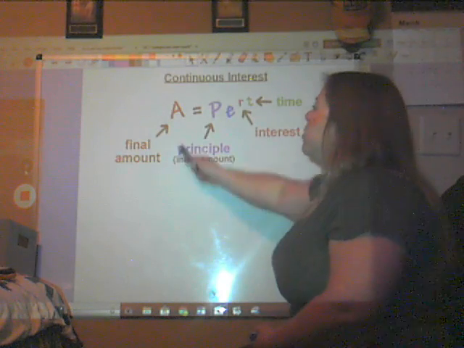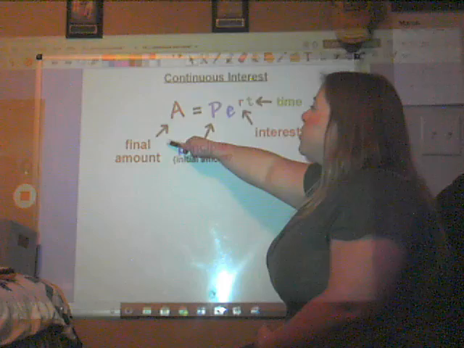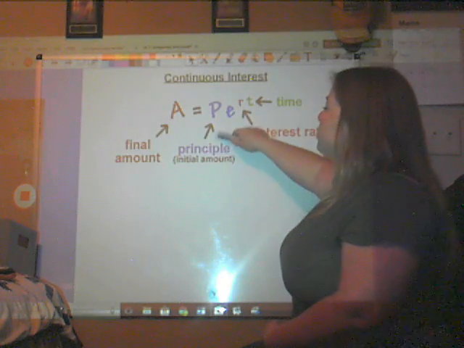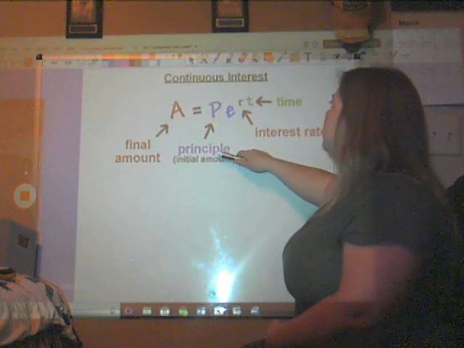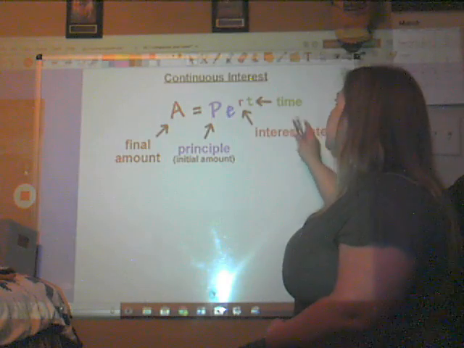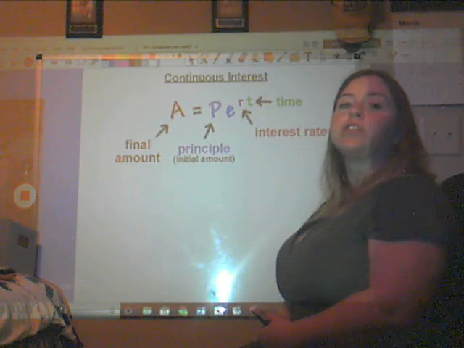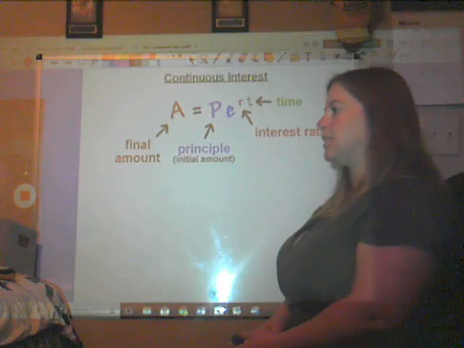So just like before, A is your final amount. It's the amount you want to end up with. P is your principal, the amount you start with. R is still your rate, and T is your time. The only difference is we don't have an N in this case.